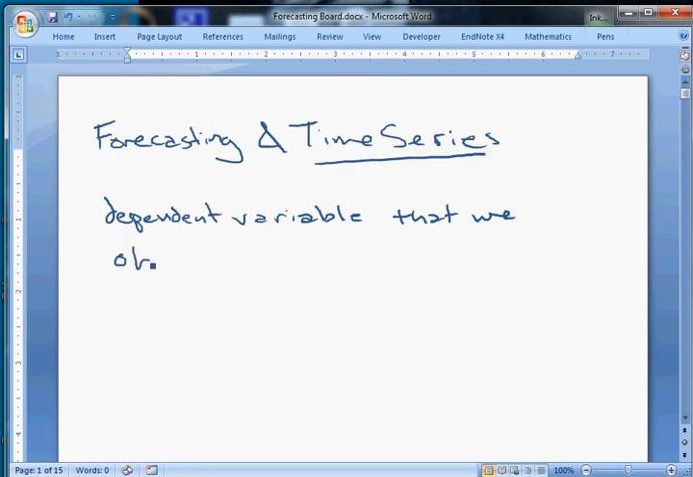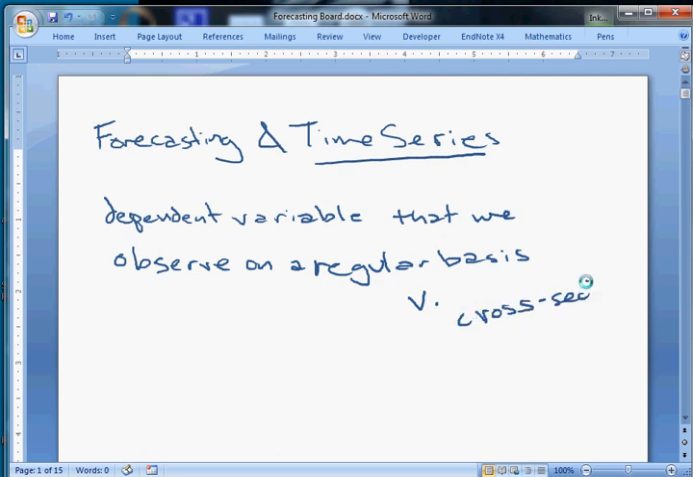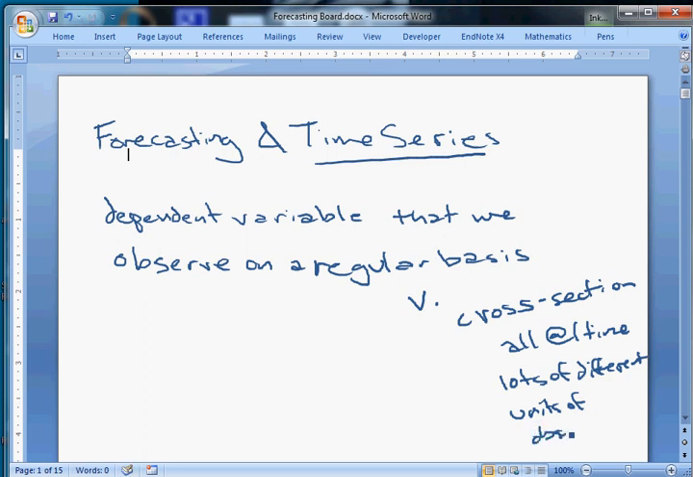So, what we were looking for so far has been what we call cross-sectional data. So, a cross-section. A cross-section is kind of all at one time, lots of different units of observation. So you look at 50 students, right, and their GPA at one point, or 227 customers, in March 2010, or something like that.